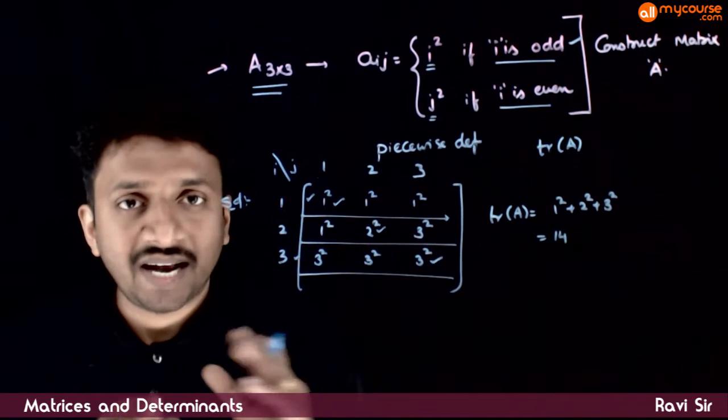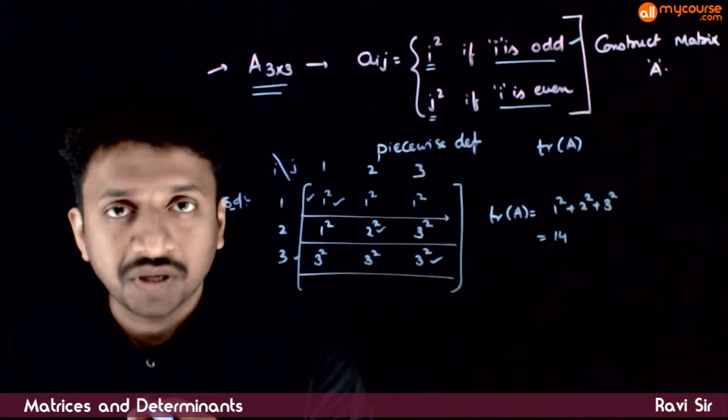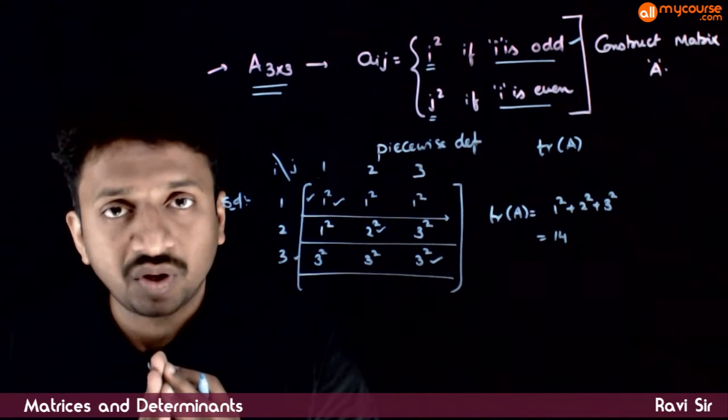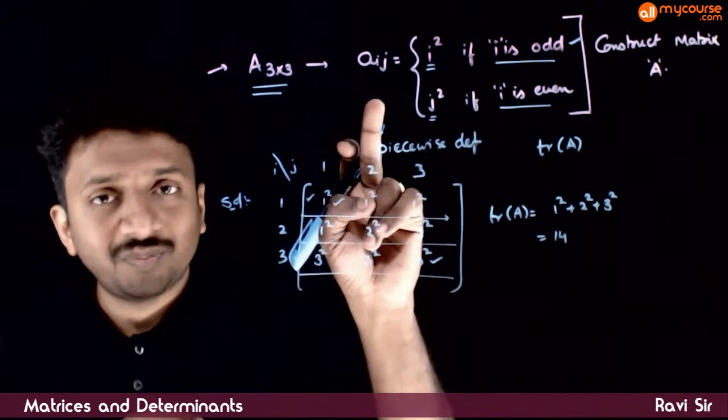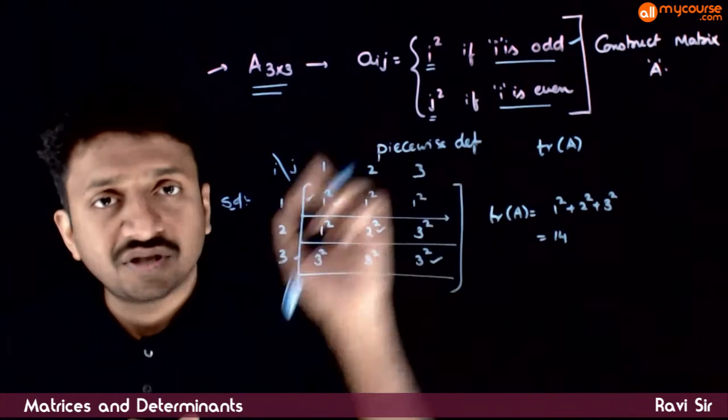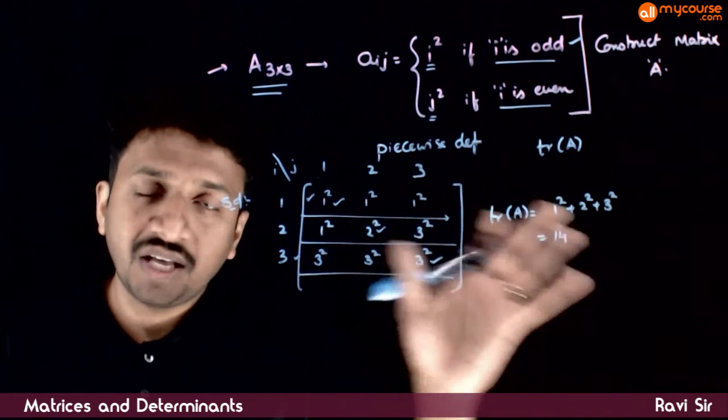So I hope you understand the different questions that we are dealing with. First, you need to understand the order of the matrix, the positional representation of the matrix, how to construct a matrix if the definition is given, and how to find the trace of the matrix.